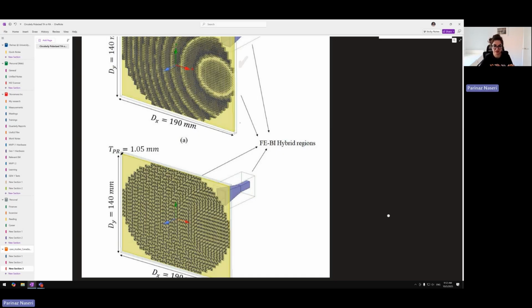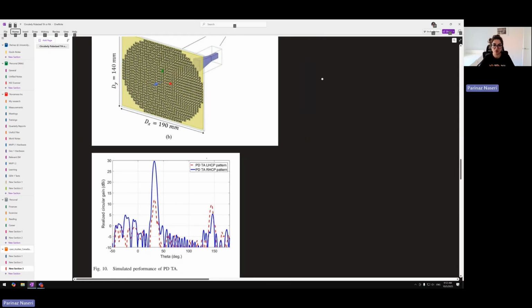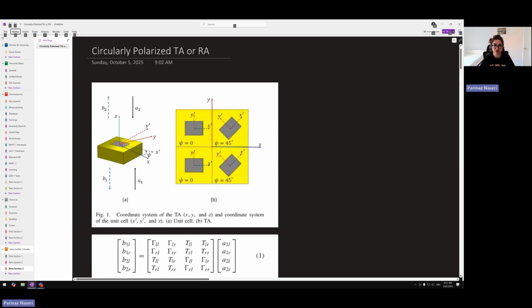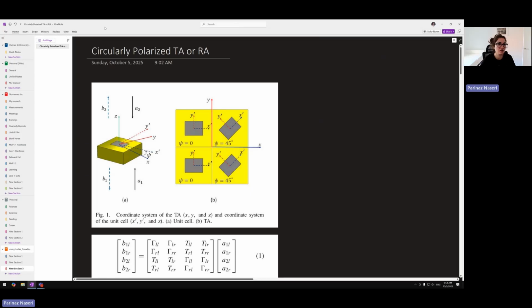When we have this difference, let me go back. It comes down to the basics: you can define two coordinate systems, one for each unit cell and one for the whole array. For the unit cell, it's best to define the coordinate system of the unit cell perpendicular to its metallic shape, like this one. For example, I have a metallic shape, like a rectangular one here.